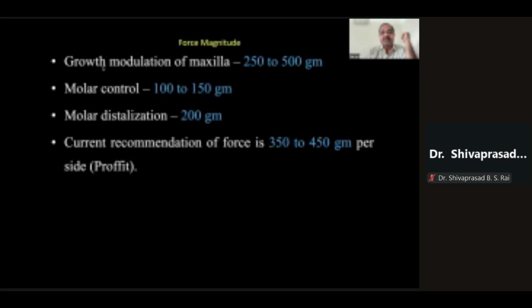In cases of growth modulation, you can use about 250 to 500 grams of force per side. Just to control molar anchorage, about 100 to 150 grams would be sufficient. But in molar distalization, more than 200 grams would be required. Now, the current recommendation of force for distalization by Proffit is 350 to 450 grams of force.